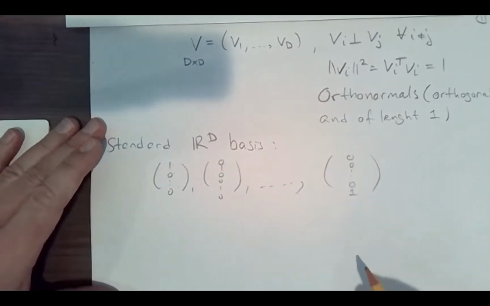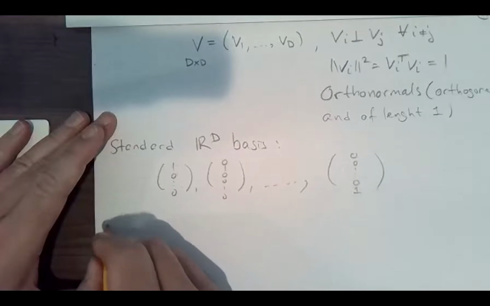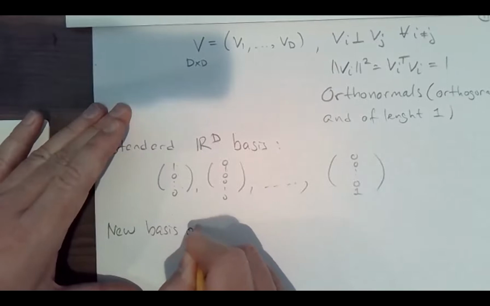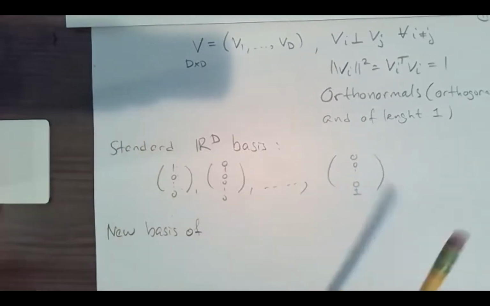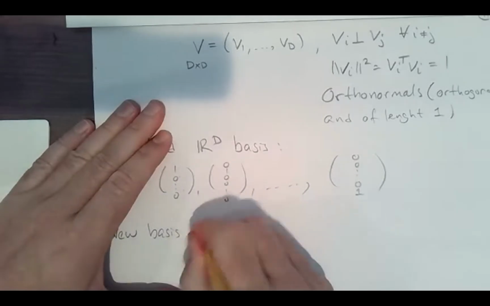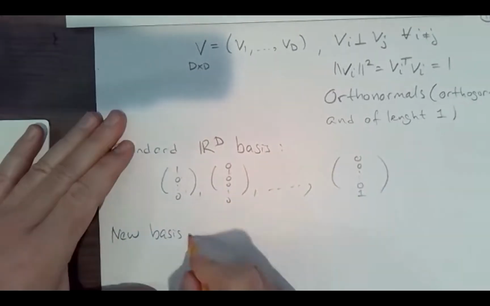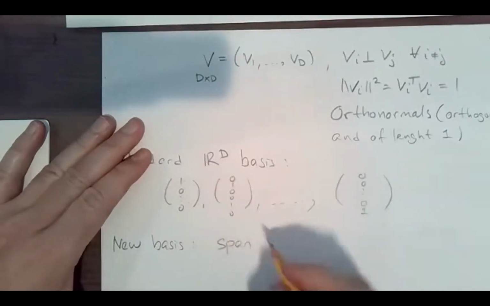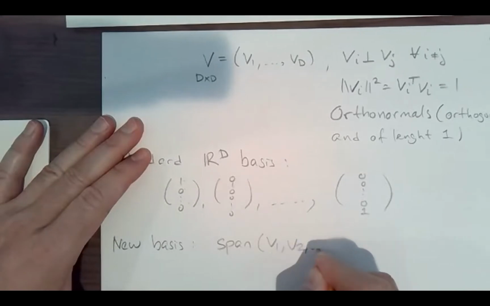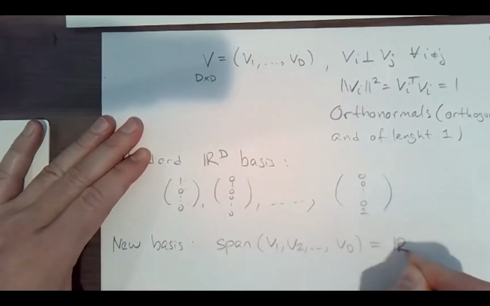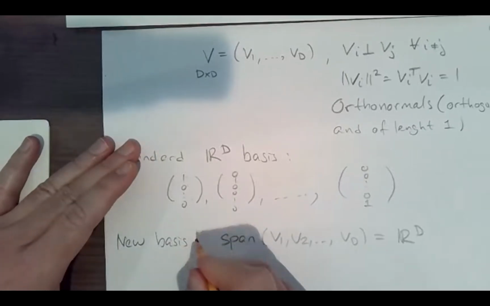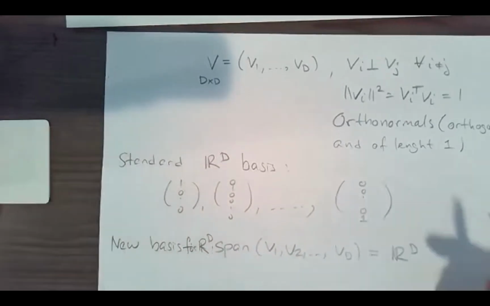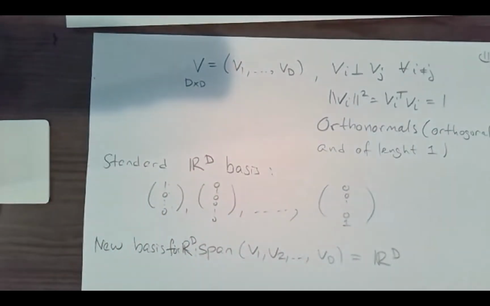So now we're going to have a new basis. The new basis is going to be these eigenvectors, B1, B2, up to BD. If I look at the span, I'm going to get R^D. This is a new basis for R^D. These span everything. I have D independent vectors.